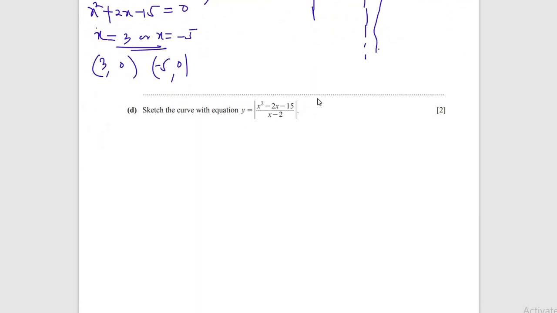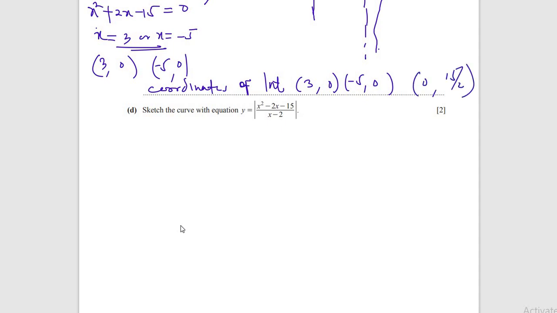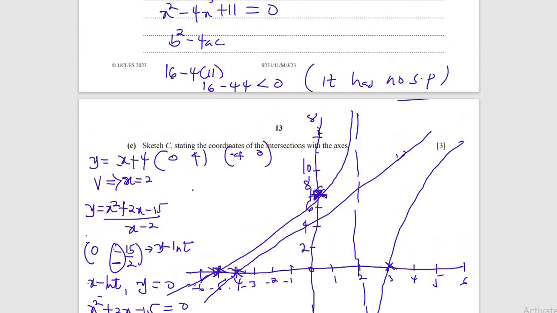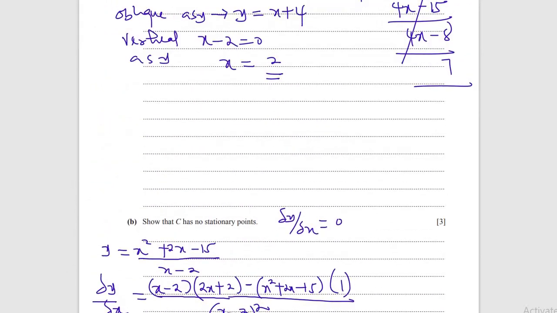Now the next one, sketch the curve with equation. Before sketching, let's write our coordinates of intersection. We have 3, 0, minus 5, 0, and 0, 15 over 2. Now, you have to sketch the same graph with modulus.